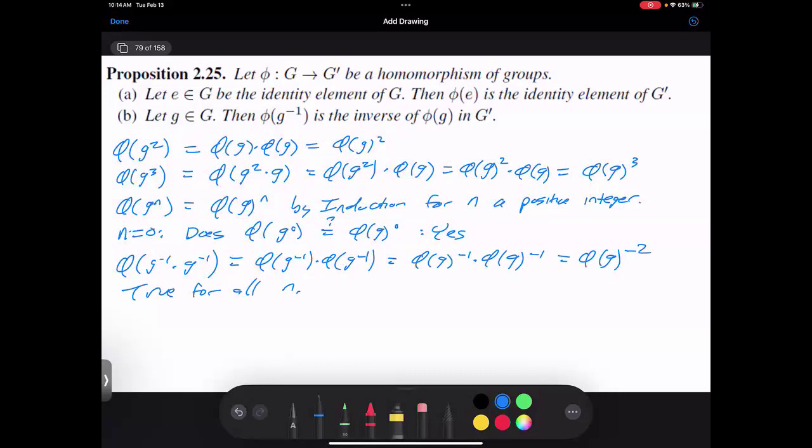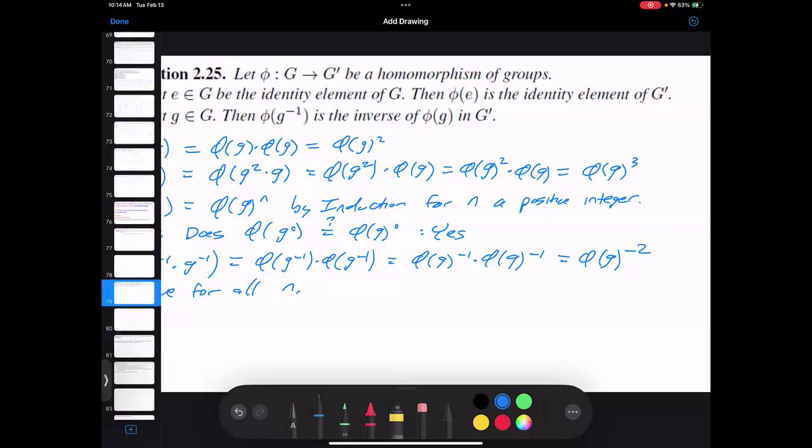So we know that if we take phi of g to the n, we do get quantity phi of g to the n. This is a nice property for group homomorphism. Okay, any questions about proposition 2.25? Okay, 2.25 seems good, excellent.